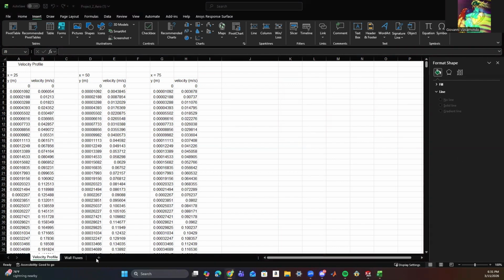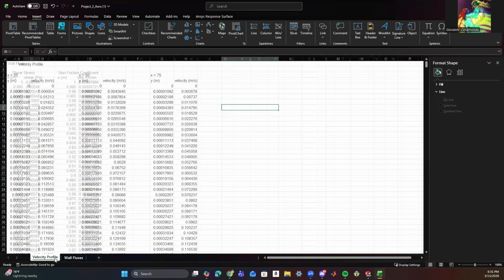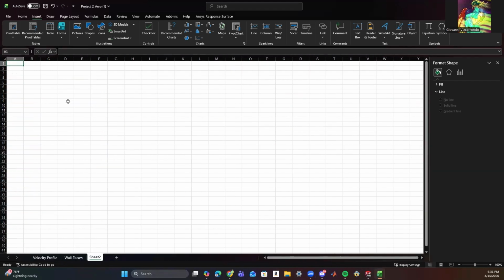All right. So first, what we're going to do is create a new sheet. We're going to call this one our theoretical calculations. On the sheet, we're going to calculate the values we should be getting, and then compare them to what ANSYS Fluent gave Tyler. So the first thing we're going to start off by doing is we're going to have constants.